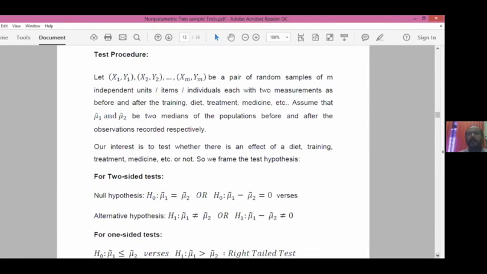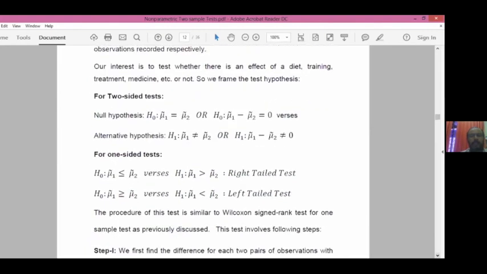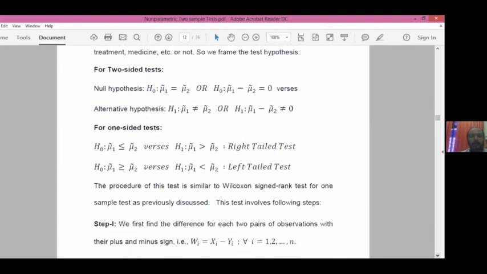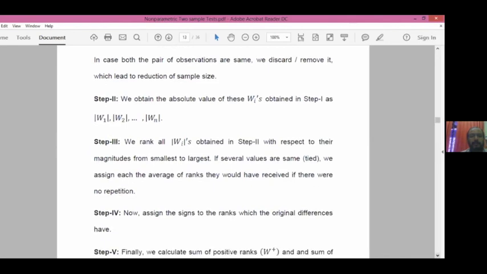So we have a pair of observations of n independent units, items, or individuals, each with two measurements, before and after training, diet, treatment, medicine, etc. As given, there are two medians for the population, before and after. Our interest is to test the hypothesis on the effect of diet, training, treatment, or medicine, after and before. We have to see the hypothesis here. I won't explain it, we have already explained this, but these are the steps.